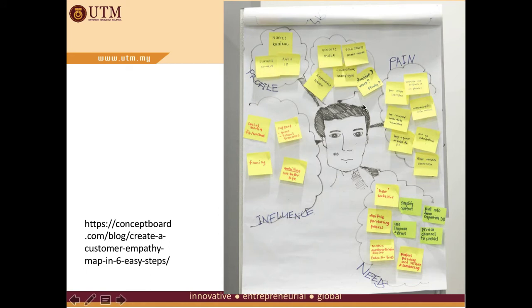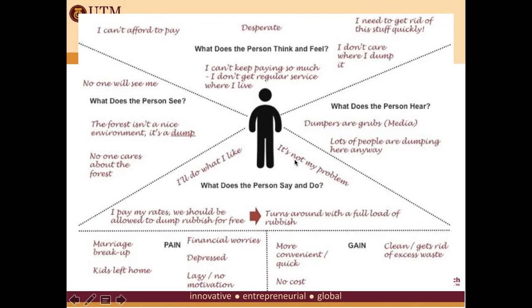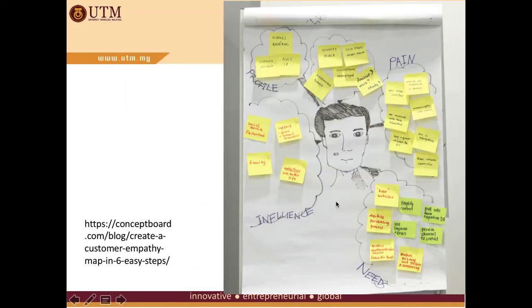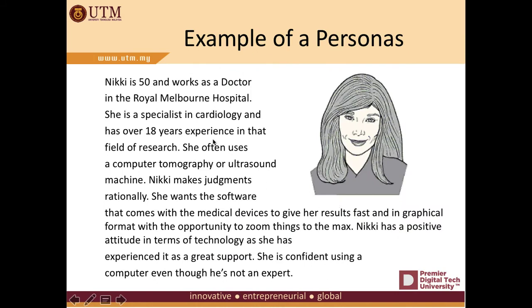This is an example concept board that can be used to collect persona. You see the sticky note: name, Cairo, status single, age 18, gender male, things like that. So this is a profile, pain, influence, need, something related with these particular things, pain, gain, something like that.